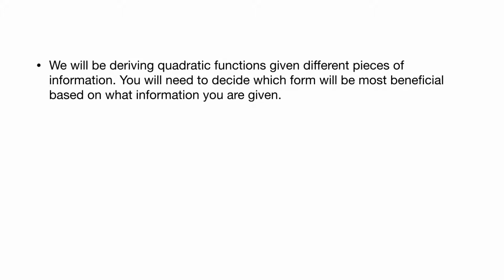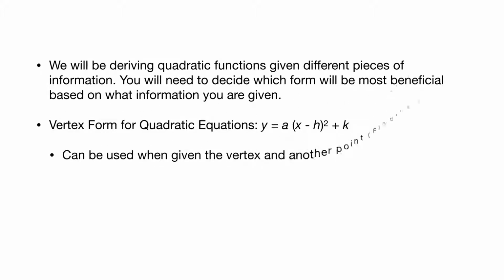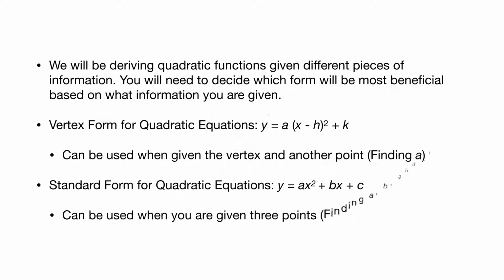Now, the two different forms we might be using are vertex form, which we've learned about earlier. That's y equals a times (x minus h) squared plus k, where we need the a value and the vertex. We can use that when we're given the vertex and another point, at which point we'll have to find our a value. Then our second form, behind door number 2 as it were, is standard form, which is y equals ax squared plus bx plus c. We use this when we're given just 3 points. We'll then have to find a, b, and c, and we have a couple ways of doing that.